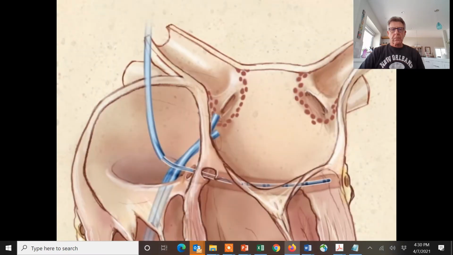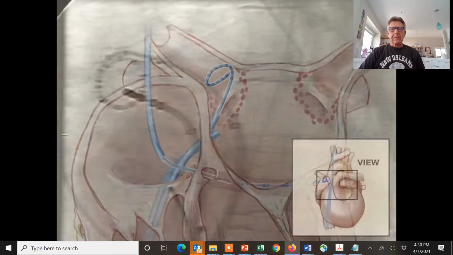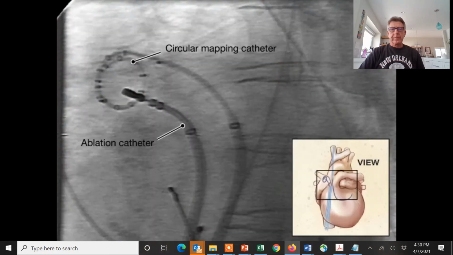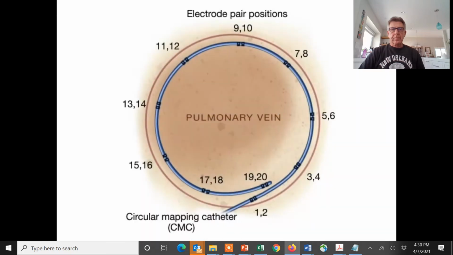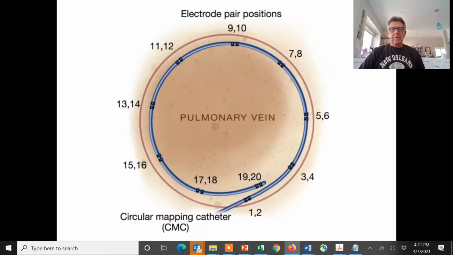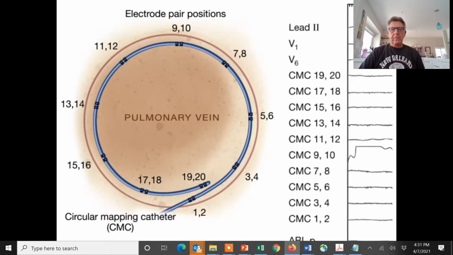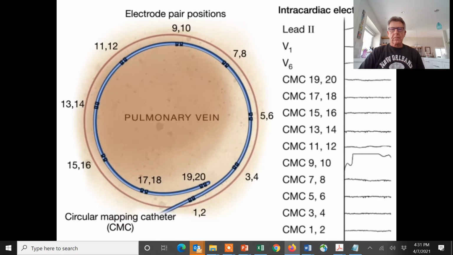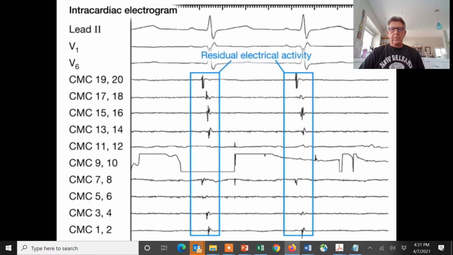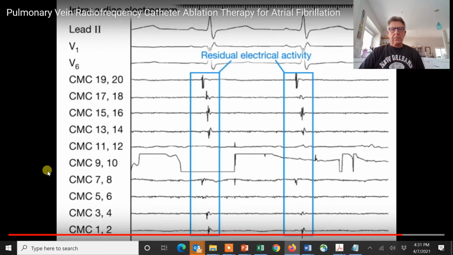After the initial ablation circles are completed, the circular mapping catheter is placed sequentially into each of the pulmonary veins to check for electrical isolation. The circular mapping catheter is comprised of electrode pairs that detect electrical activity at specific locations recorded on an electrogram. If the electrogram shows residual electrical connections between the vein and the left atrium, then additional radiofrequency current is applied at these sites.